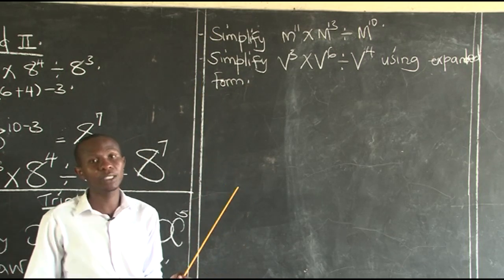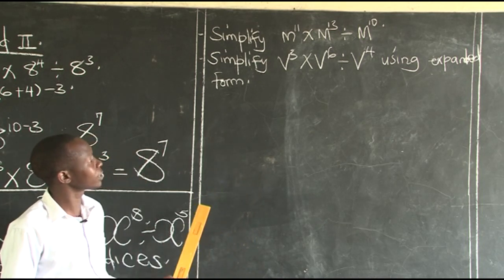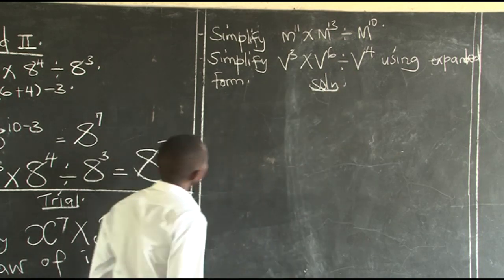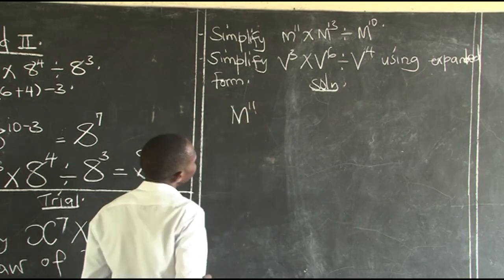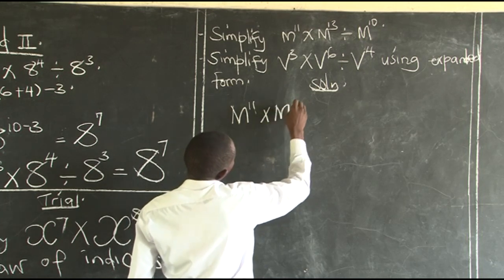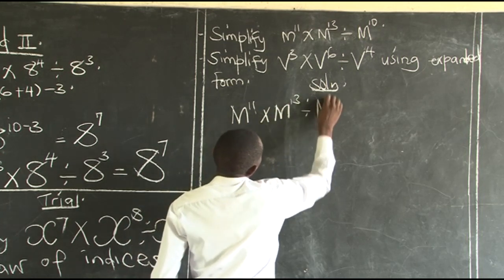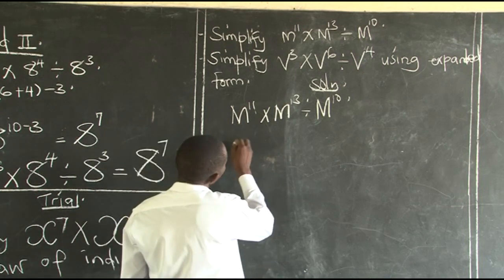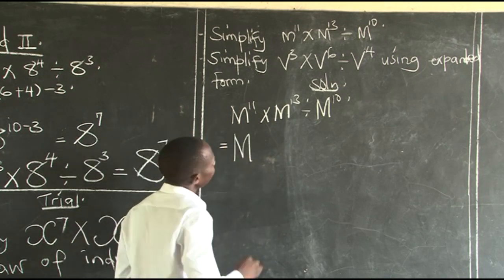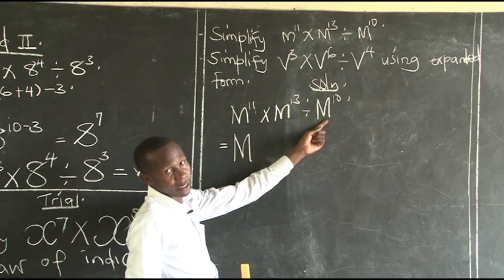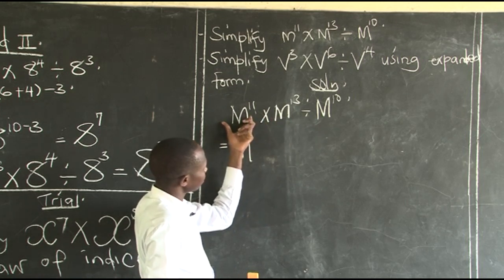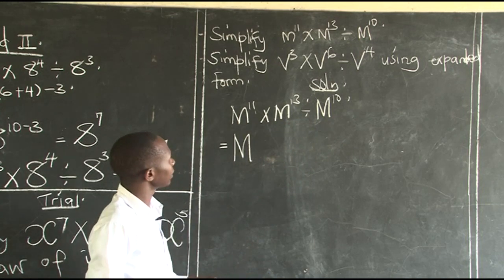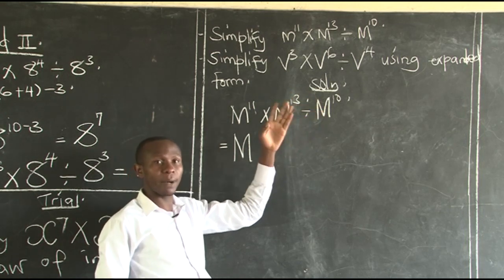If you want, you can use expansion. If you want, you can also use the law of indices. For this case, I would prefer to use the law of indices. So, using the law of indices, m to power 11 times m to power 13 divided by m to power 10. This will be the same, because we have the same base. We have m as a base here, here, and here. So if we have the same bases, we shall just deal with the exponents, or powers, or index.